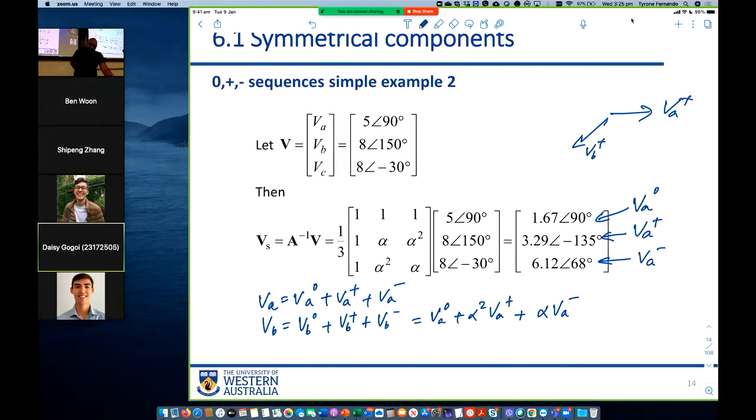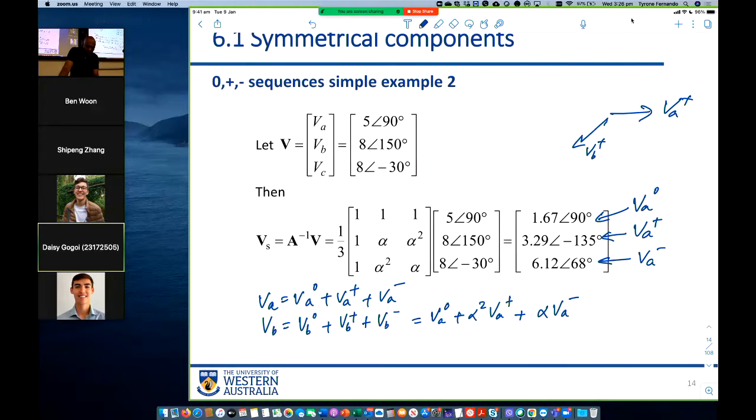Here is another example. 5 angle 90 for VA, 8 angle 150 for VB, VC is 8 angle minus 30. So the phase voltages are not balanced. Because they are not balanced, when I compute the sequence components, I expect to see a zero sequence component, a positive sequence component, and a negative sequence component. My objective here is now to calculate the sequence voltages.